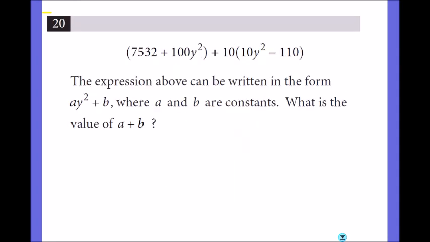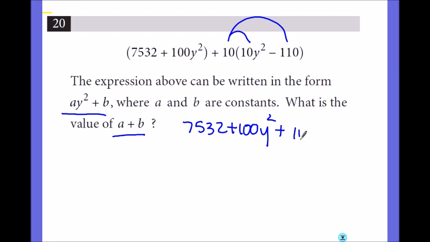Last one. The expression above can be written in the form a y squared plus b, where a and b are constants. What is a plus b? Let's just simplify it. So this is 7532 plus 100 y squared plus, distributing the 10, 100 y squared minus 1100. You just add an extra zero when you multiply by 10.